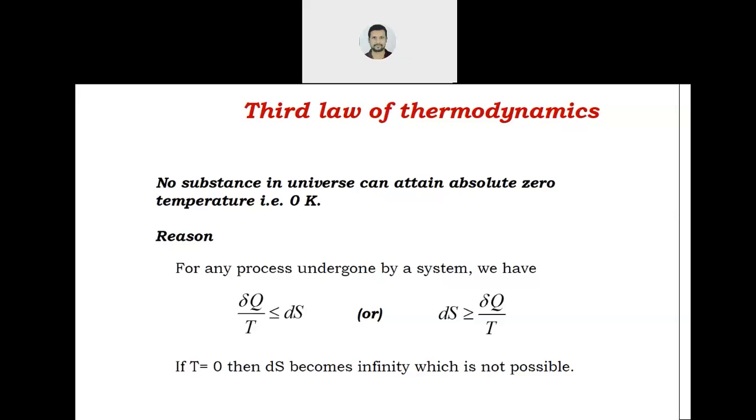This is the third law of thermodynamics. Now, why it is not possible, you can see practically here. dS is given by dQ by T. Now, if T is 0, what will happen? If this denominator T is 0, this whole term will become infinite. And change in entropy cannot be infinite. So this thing is not possible. This is the third law of thermodynamics.